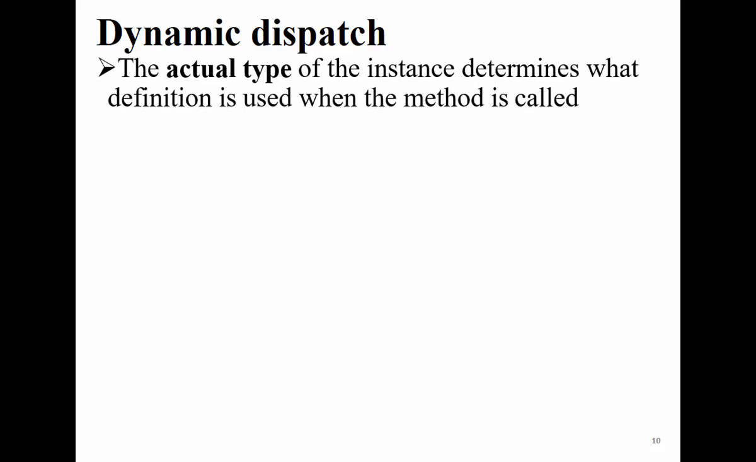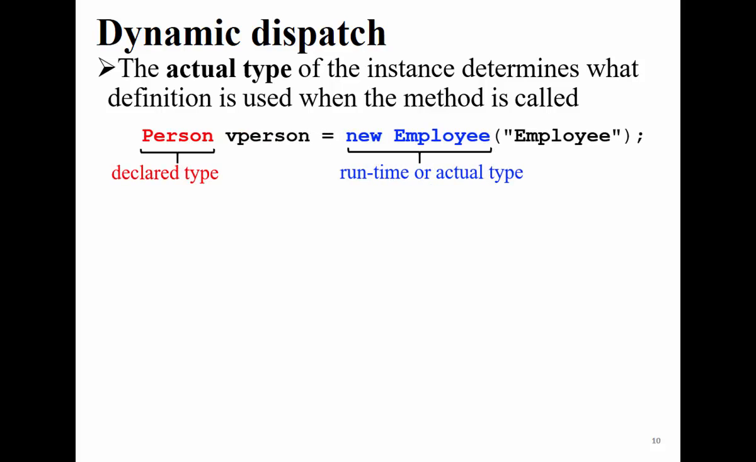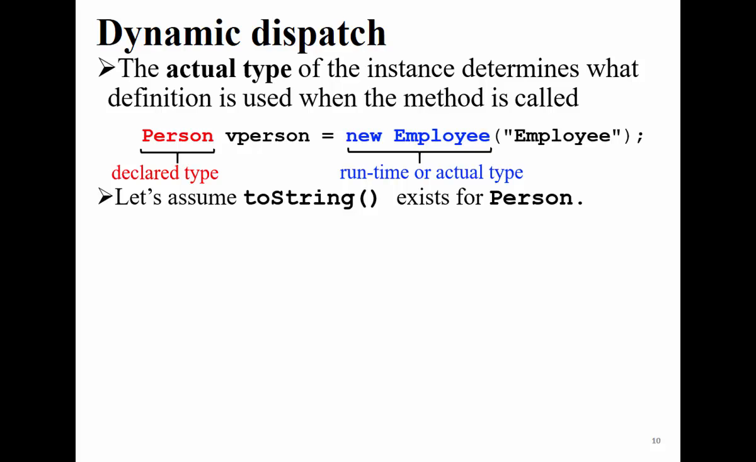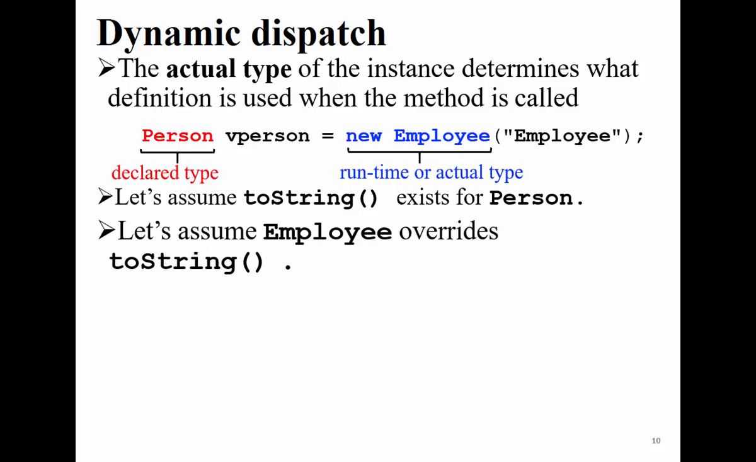Dynamic dispatch, we look at the actual type of the object, then we decide which definition we're going to call. Here we have a Person as a declaration type. We define a variable called vPerson and equal a new Employee, and we give a name for this employee. So Person is the declared type, a new Employee is the runtime type. Okay? Now if you have toString defined inside the Person, you override it inside the Employee. Now if you call vPerson.toString, which one are you going to call?